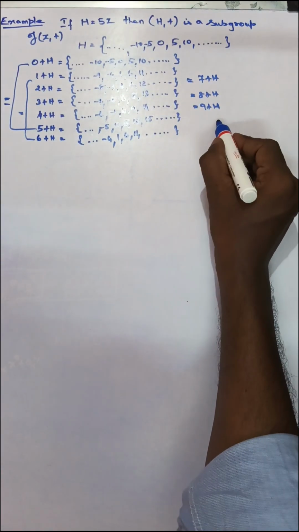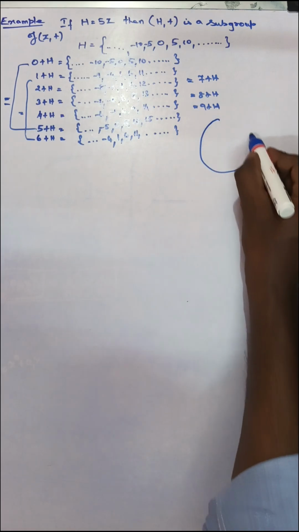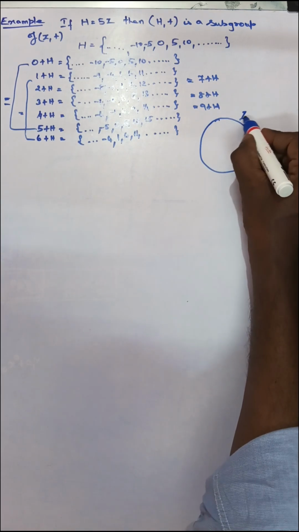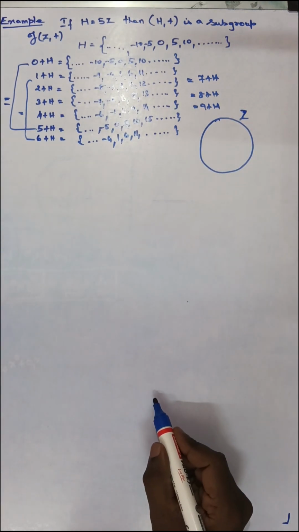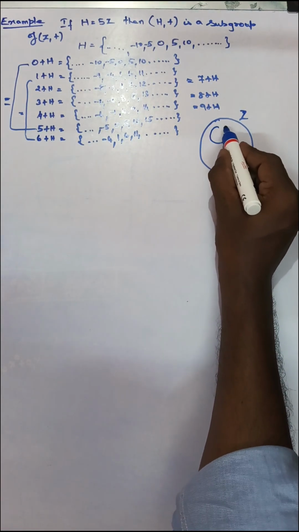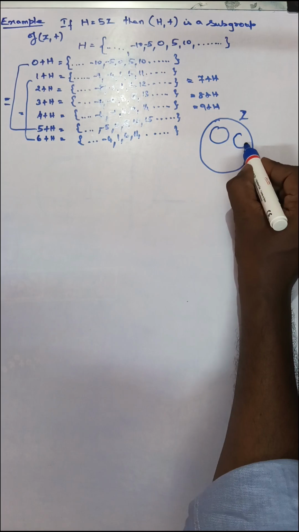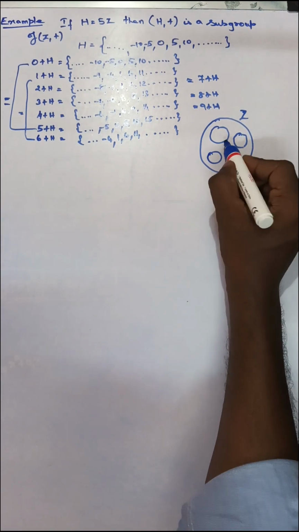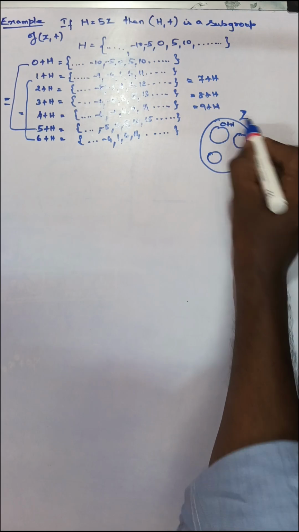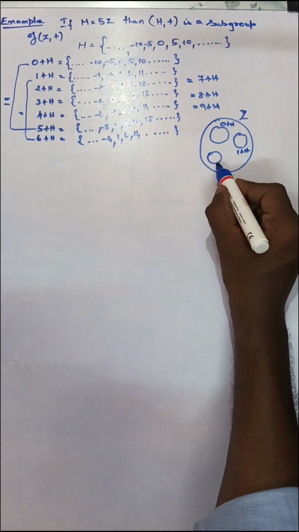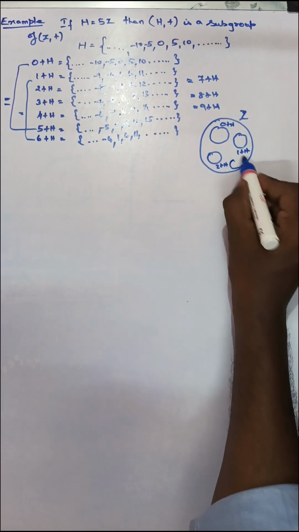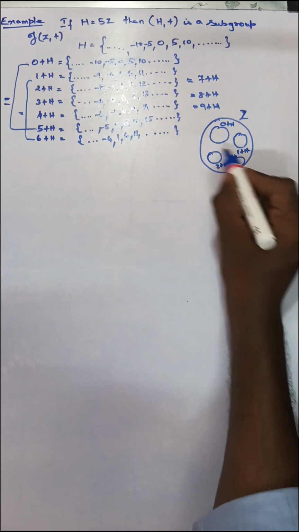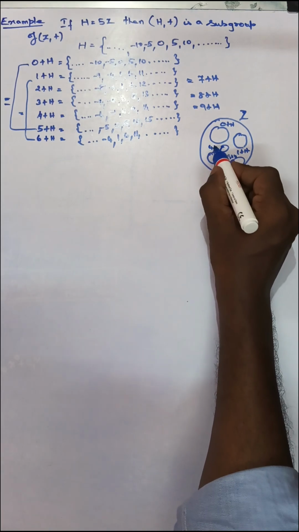So the left cosets are like this. Consider this here, this is H, and this is Z. Now we have all the partitions. This is partitioned like this: 0 plus H, 1 plus H, 2 plus H, 3 plus H, and then finally 4 plus H.